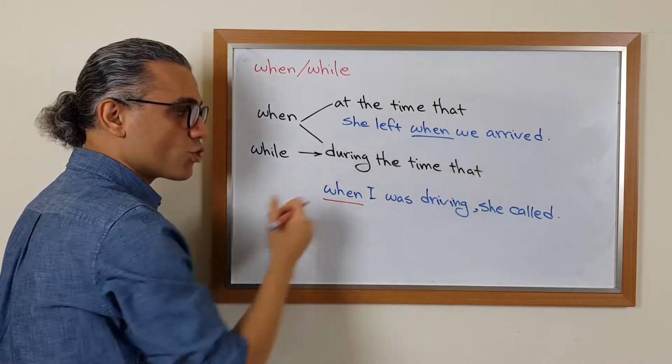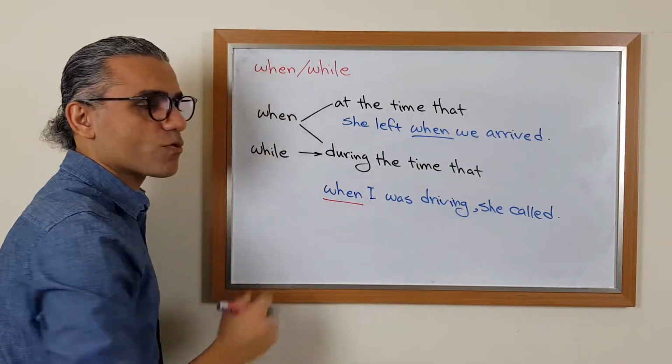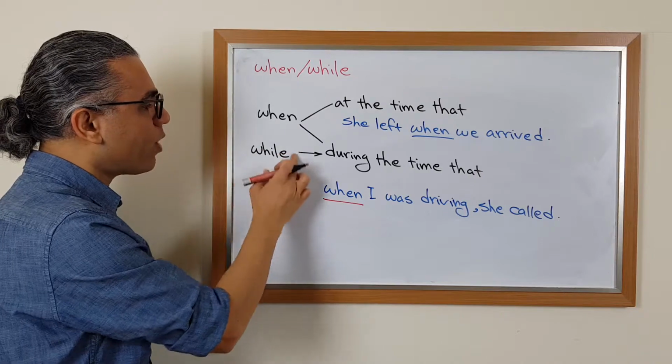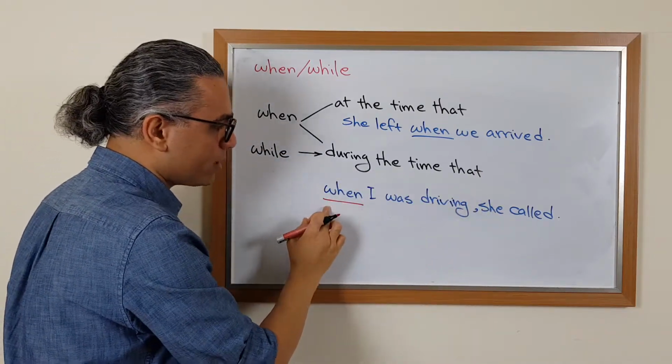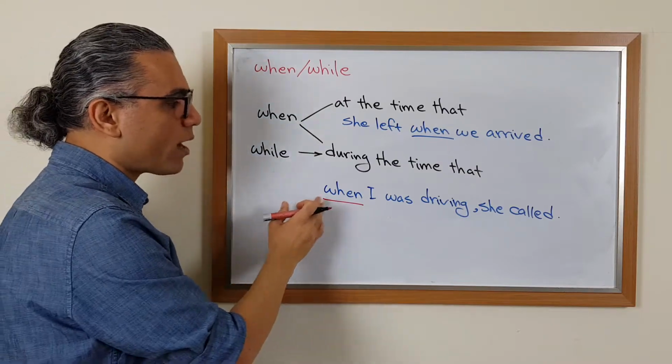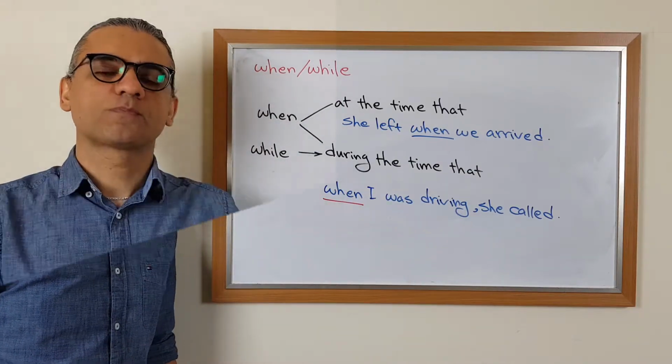When in here means during the time that I was driving she called. And because it means during the time that, we can only use past continuous with that. And while means during the time that. So in here, instead of when, we could use while. We could say, while I was driving, she called.